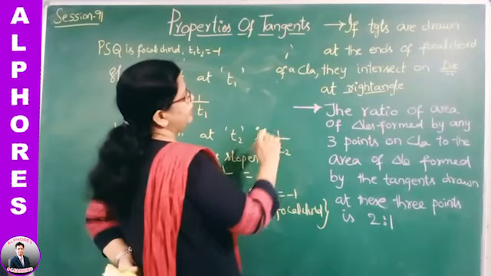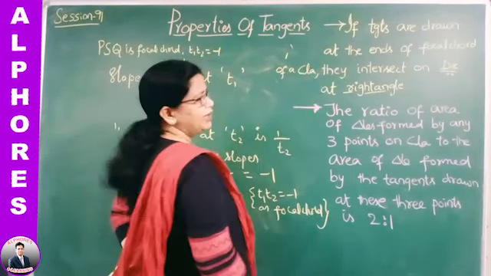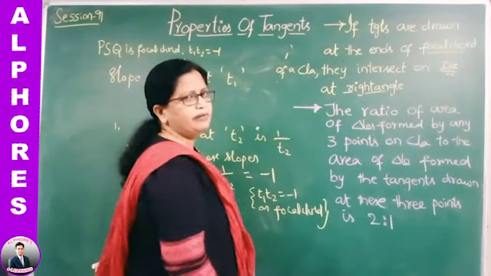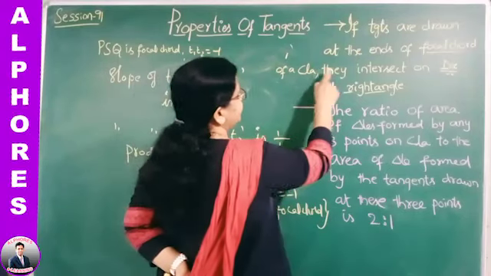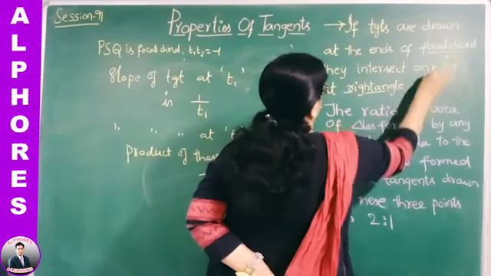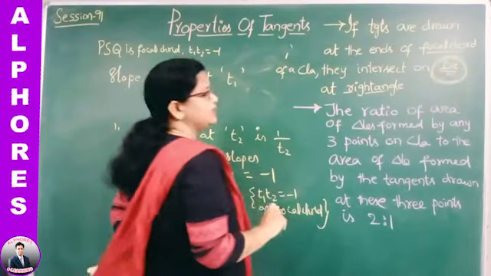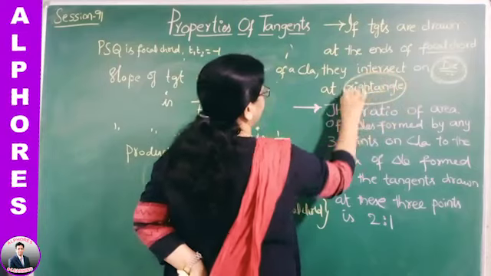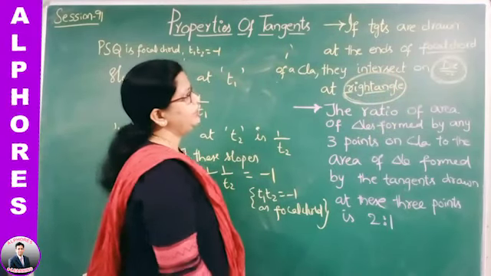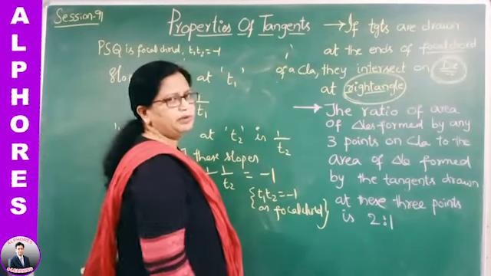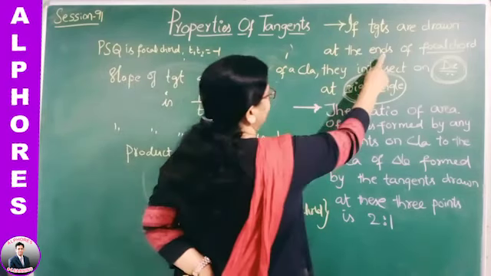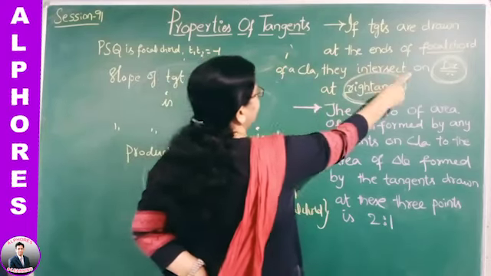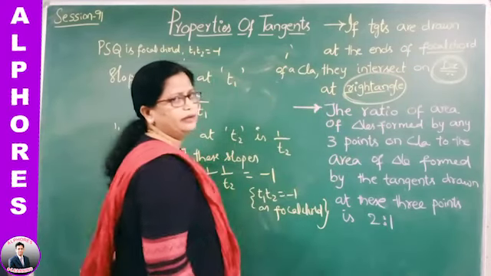One specific point here: if tangents are drawn at the ends of a focal chord, and they intersect on the directrix, that is an extra condition, they intersect at right angles. So these are 3 important concepts. For any parabola, if tangents are drawn at the ends of a focal chord, then they intersect on the directrix at right angles. Got all of you?